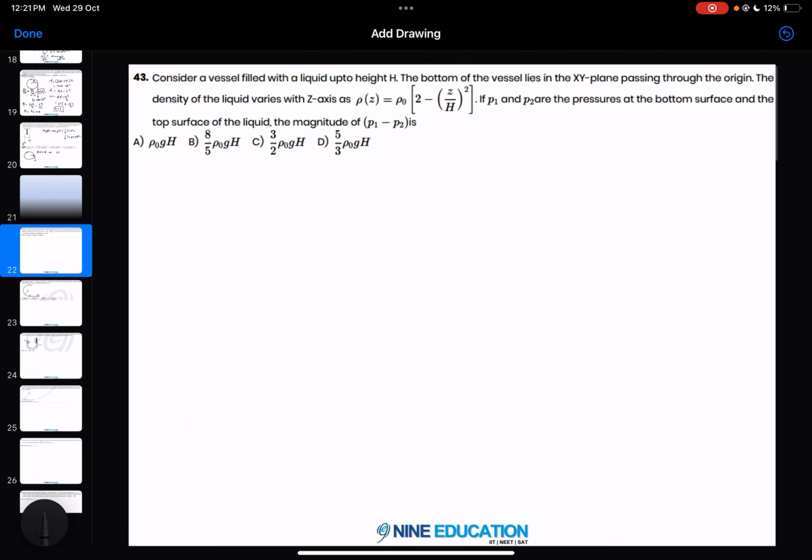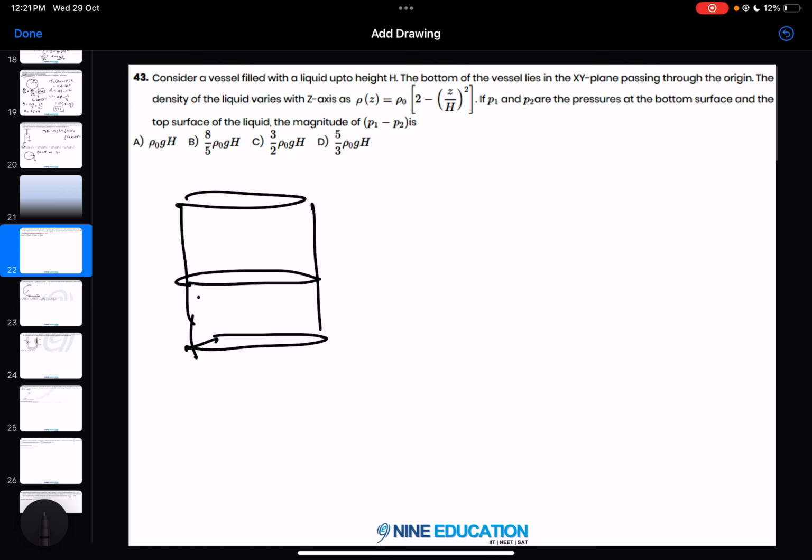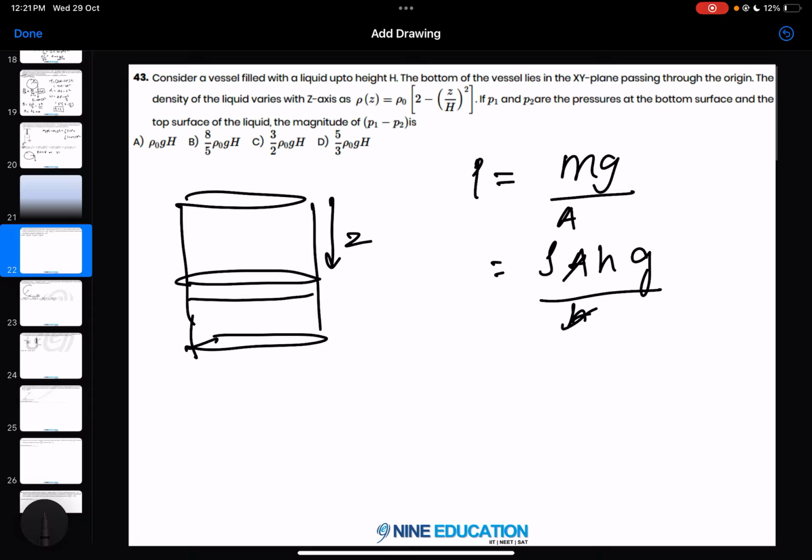Right, now we have a liquid. The problem with the liquid is that its density is changing. Now its density is changing with distance z. So this cylinder is along z. What we are going to do is, we need the pressure at the bottom. So pressure at the bottom is simply the force mg divided by area, and m is simply rho A into h, divided by A. So A will get cancelled, but the problem is rho is changing.